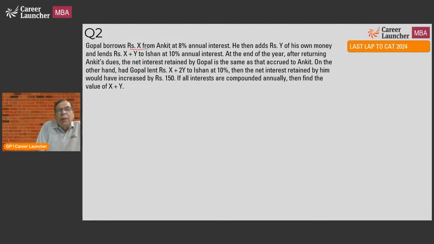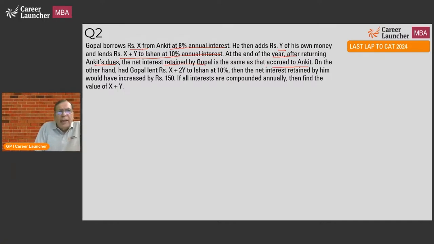Gopal borrows rupees X from Ankit at 8% annual simple interest. The simple interest, compound interest topic is very clear. He then adds rupees Y of his own money and lends X plus Y to Ishan at 10% annual interest. At the end of the year, after returning Ankit's dues, the net interest retained by Gopal is the same as that accrued by Ankit. Now, in these kinds of questions, now that I've read half of it, I just want to put things on paper and ask, what does it mean? What will be the income of Ankit, given that the net interest retained by Gopal and Ankit is the same?